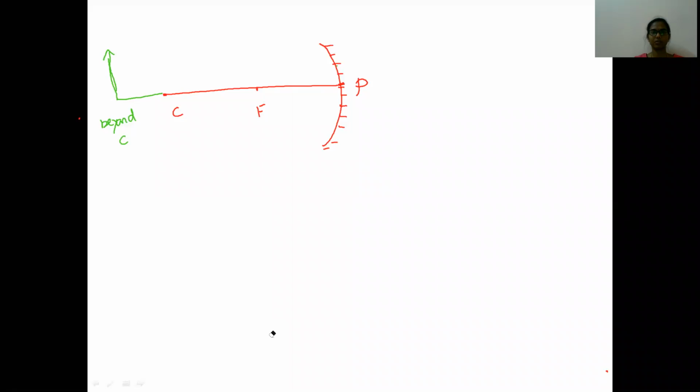Okay, let us take a blue color to represent the image. So the image will be formed between C and F. That is smaller in size.